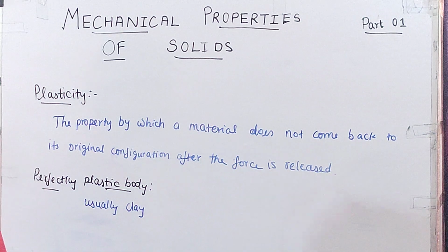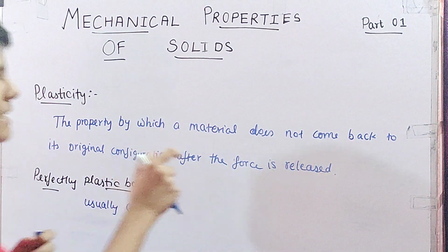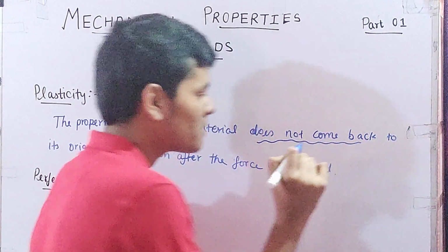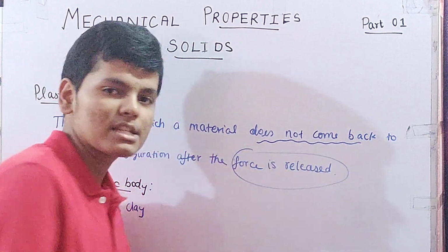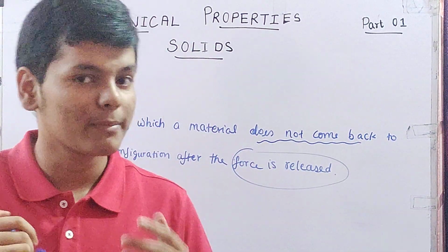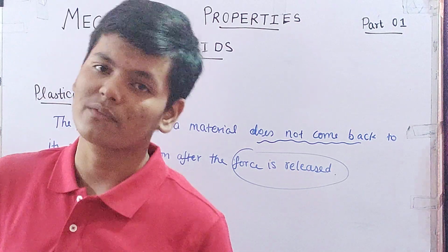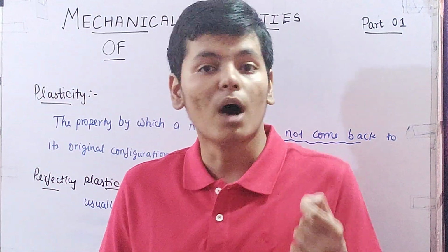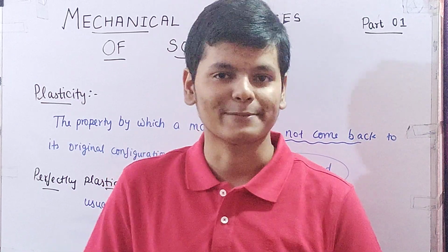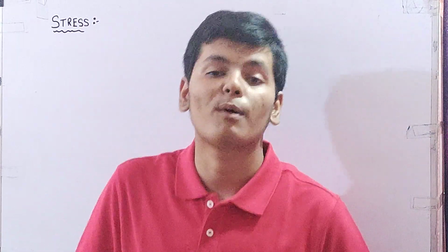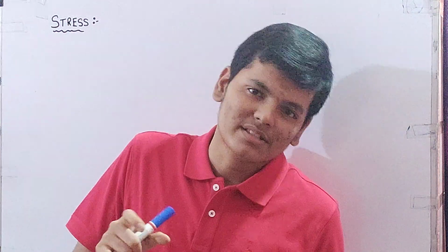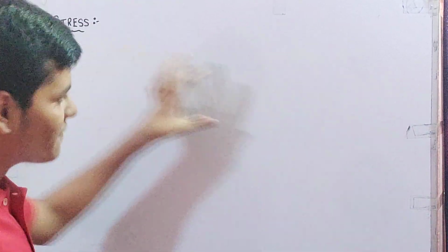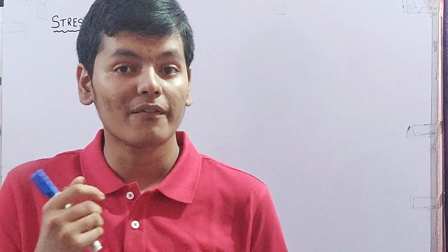So thus we have completed the second concept: the property by which a material does not come back to its original position after the force is released is called plasticity. Now moving on to the main part of this video and the main part of the chapter, that is stress and strain. Stress is nothing but a force, and how is this different from other forces? Let us see. Before moving to the definition, let us try to understand this with the help of an example.